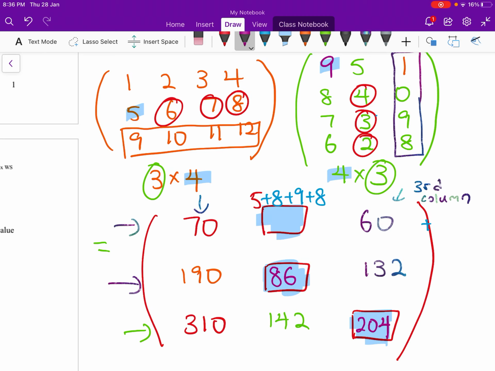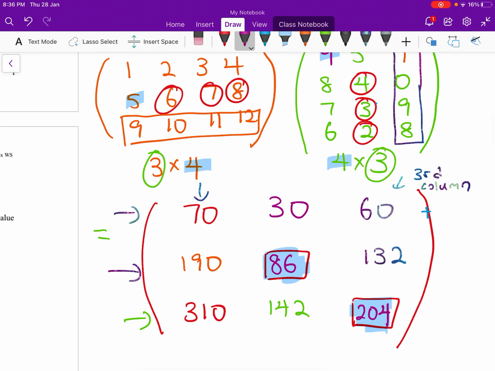So this is your matrix. Let me just add up the second one. 30 here. So this is your resulting matrix. I hope you understand that.